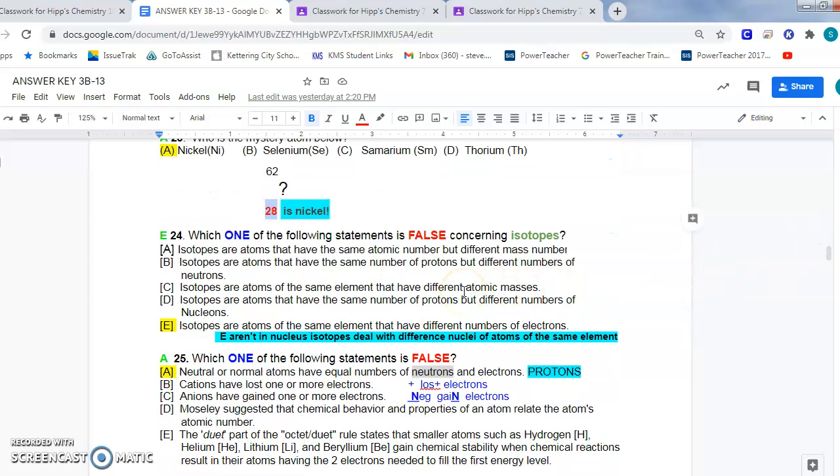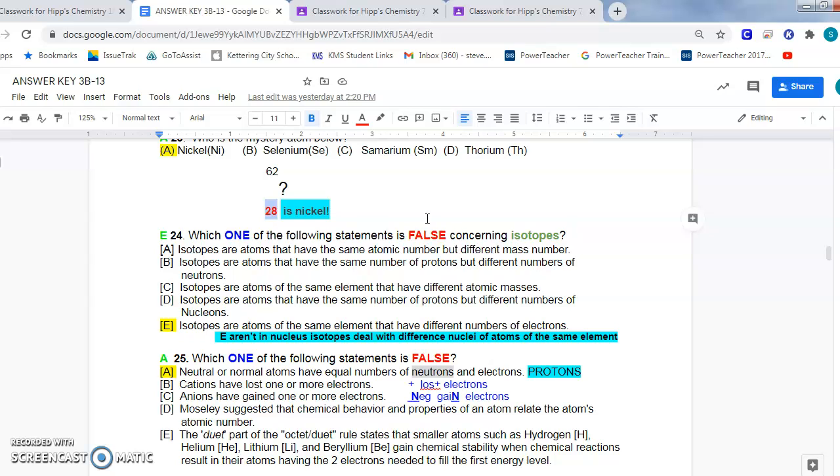24. Which one of the following statements is false concerning isotopes? Remember, isotopes are twins, but they're not identical. So that means for them to be twins, they have to have the same atomic number, which is same number of protons. But it must have a different mass number, which is protons plus neutrons, or different number of nucleons, because protons and neutrons are nucleons. In other words, the isotopes are atoms of the same element that have different masses.